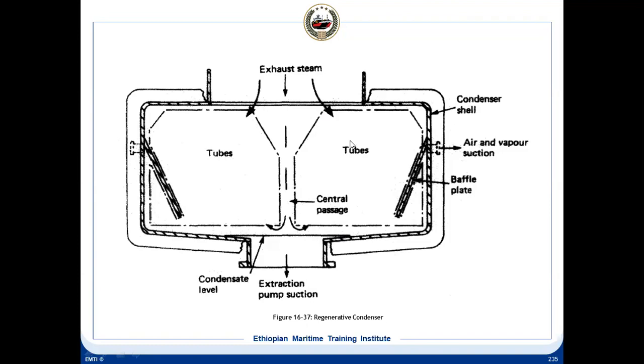And some of the steam bypasses the tubes and enters. So here you have a central passage, so it bypasses the tubes completely. That means it does not cool down. It bypasses the tube banks and comes to the bottom of the condenser. It enters the condensate sump as steam itself, not as water. The condensate is thus reheated to the same temperature as the steam.